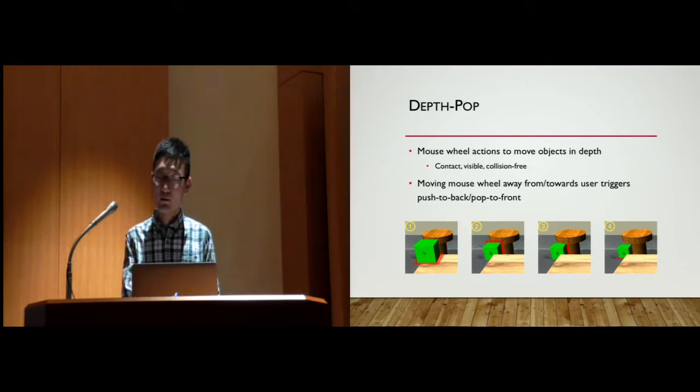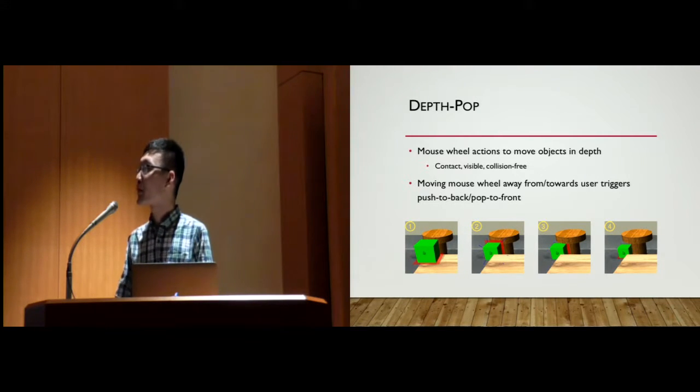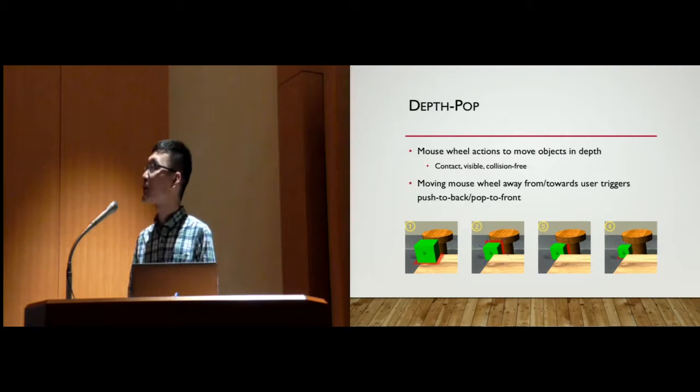So in these four images, there are four possible positions to place the object, and all four positions have the same mouse position. So the user just has to move the mouse wheel away from or towards himself to trigger the push to back or pop to front.